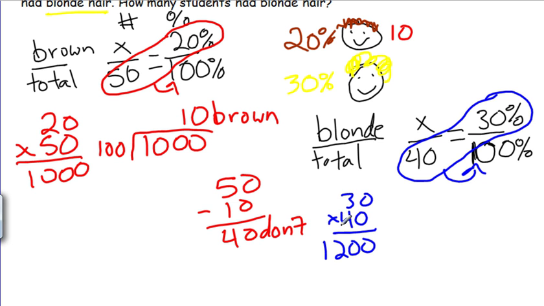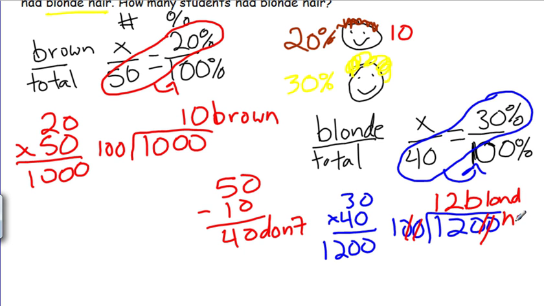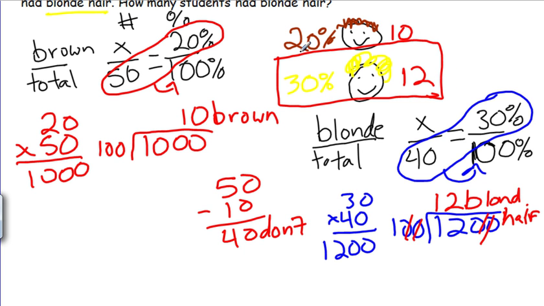Okay, alright, so 1,200 divided by 100. We've got extra zeros on both of these. We can cross them out. 2 zeros on both, cancel each other out. 12 divided by 1 is 12. So that means we have 12 kids with blonde hair. So there is our answer. 30% of the remaining kids is a total of 12. So far so good, hopefully.